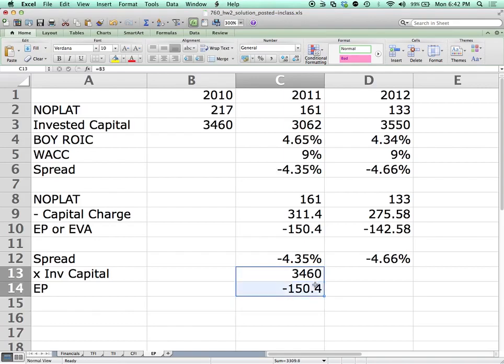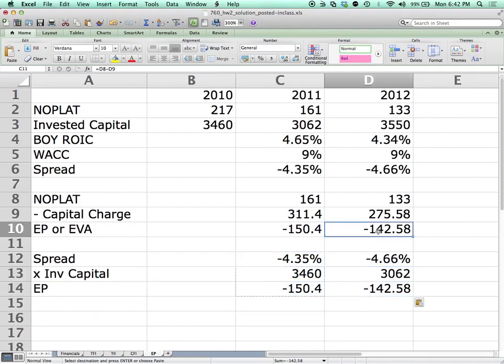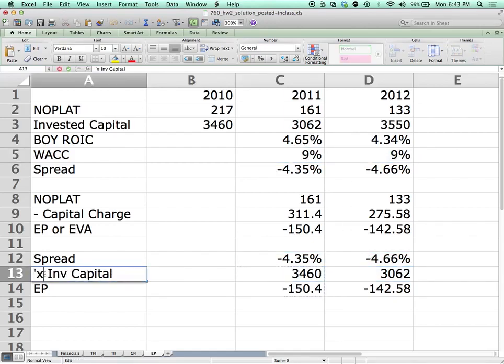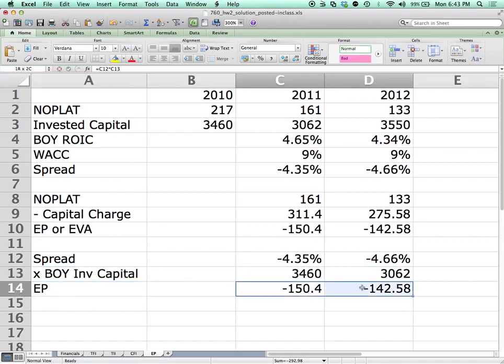Notice that these exactly balance. It's just rearranged equations. So two ways to get economic value added. One is the spread method. Did I meet my investors' expectations? I was negative 4.35% in the first year, negative 4.66% in the second year, short of meeting investor expectations. Cost of capital. Take my spread times the capital employed, start with my beginning of year invested capital, and that gets me my economic profit.